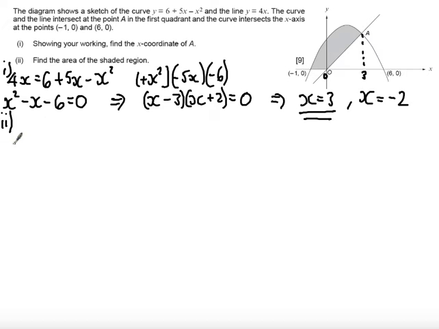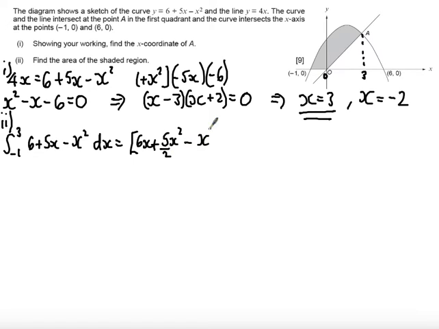So I'm going to start off by integrating between -1 and 3 the function 6 plus 5x minus x squared with respect to x. Integrating 6, I get 6x. Integrating 5x, we get 5x squared divided by 2. Integrating x squared, I get minus x cubed over 3. So this is between -1 and 3.